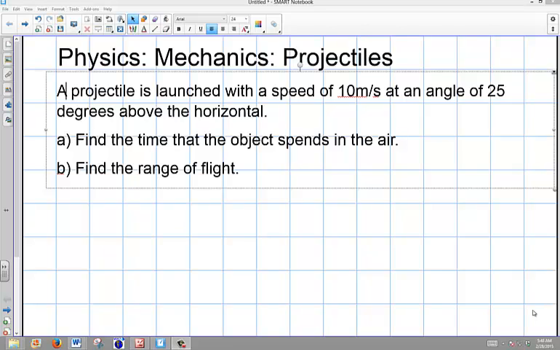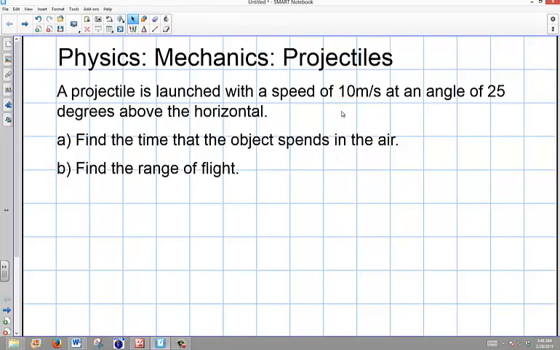This is a question dealing with projectiles going from ground to ground. And this question says a projectile is launched with a speed of 10 meters per second at an angle of 25 degrees above the horizontal. Find the time that the object spends in the air and find the range of the flight.